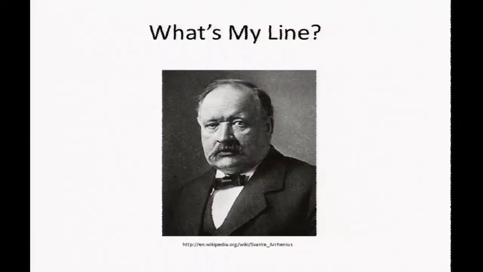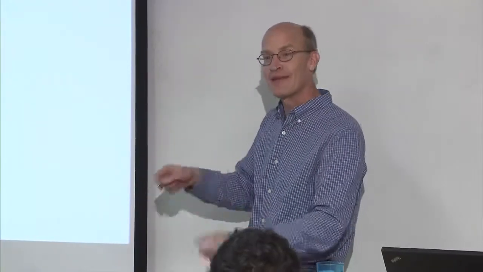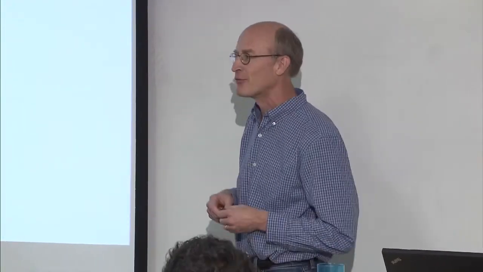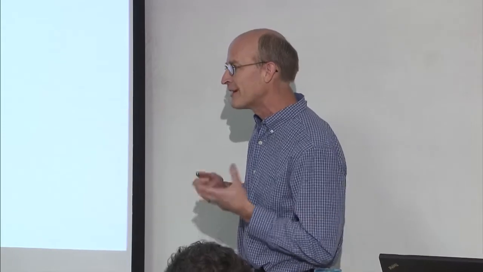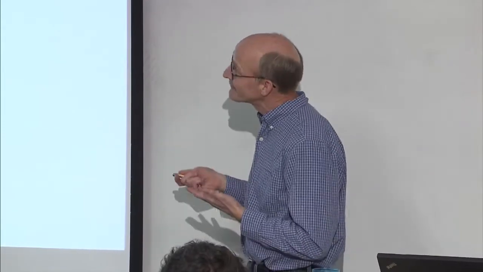So I don't know if you recognize this picture. It was on the flyer. Okay, so this guy would have been a great guest. His name's Svante Arrhenius. We'll talk about him later, but had he been on the show, he would have walked in, signed his name, and then the panel would have asked him questions and tried to figure out what did he do for a living, what was his line of work. Okay? And so I thought that was a good analogy for what my talk is going to be about, because we're going to talk about lines too.